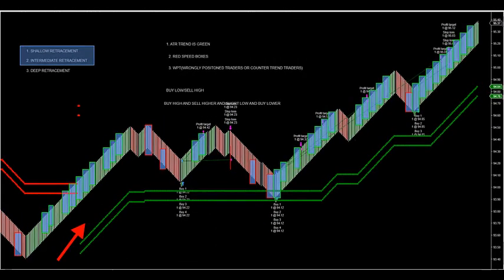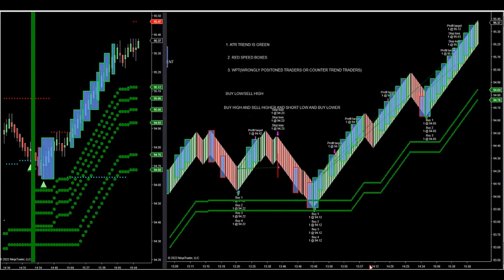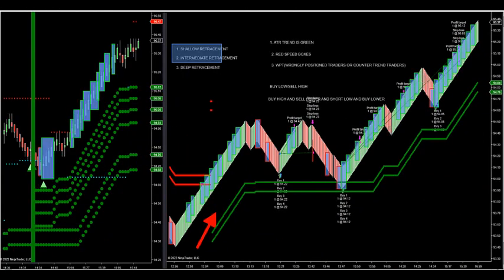Now the momentum chart is this. Let me put it beside it. So let's take a look at this. Let me skinny this down. So the momentum chart says this. It has my shallow zone, my intermediate zone, and my deep zone all put on one chart.